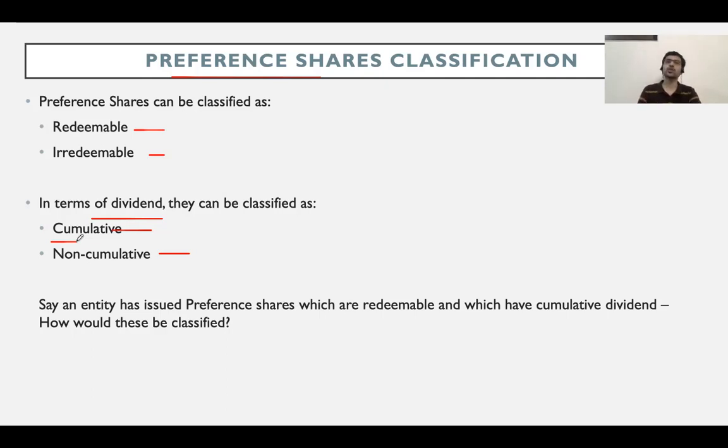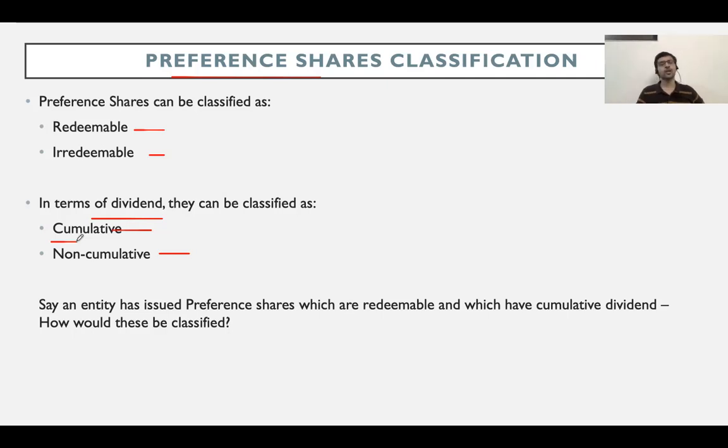Non-cumulative preference shares are those preference shares where dividend payment is not mandatory. If in the current year the entity has got losses, then the entity is not obligated to pay any dividend and it is not going to get cumulated to the next year either. So in terms of dividend payments, it can be classified as cumulative and non-cumulative. In terms of redemption or maturity, it can be classified as redeemable or irredeemable.